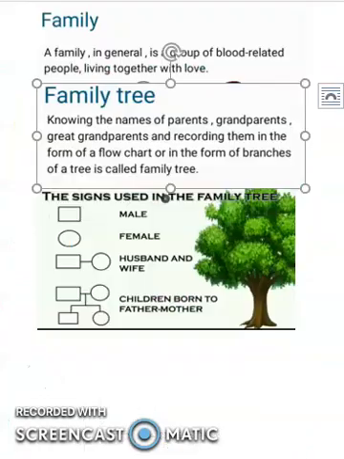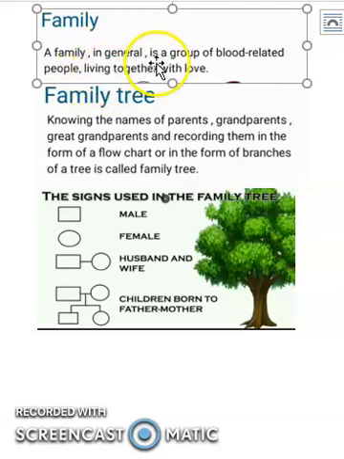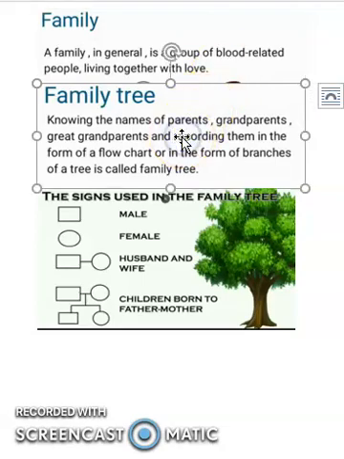So let us start. What is a family, children? A family in general is a group of blood related people living together with love, like father, mother, brother, sister, grandfather, grandmother, etc. Okay. Now, what is a family tree? Knowing the names of parents, grandparents, great-grandparents, and recording them in the form of a flowchart or in the form of branches of a tree is called a family tree.